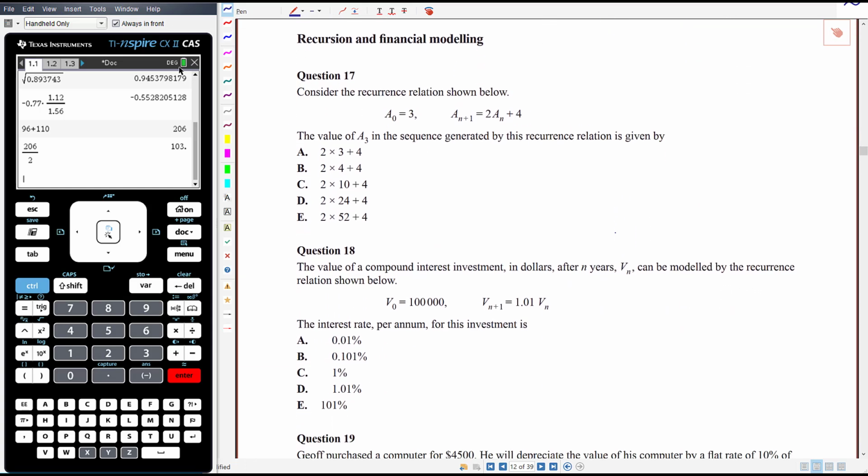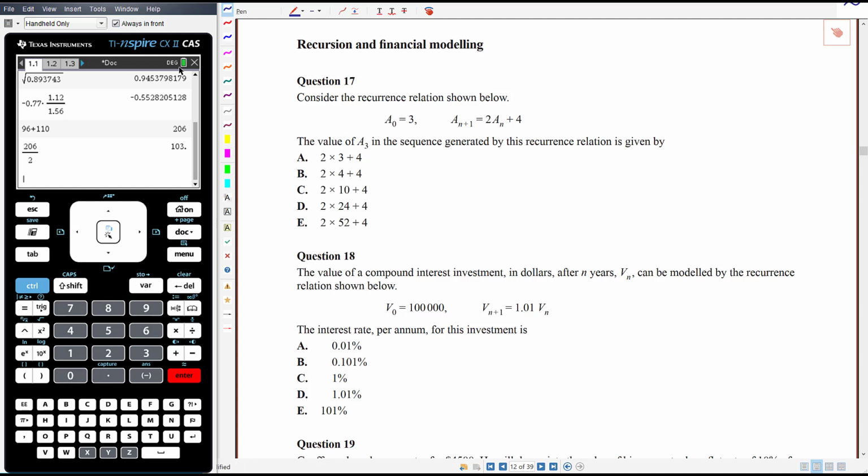Alright, and then we're into the recursion and financial modelling. Okay, so consider the recurrence relation shown below. A0 is equal to 3, An+1 is 2 times An plus 4. So to get from each term to the next, we double and then add 4. The value of A3 in the sequence generated by this recurrence relation is given by.